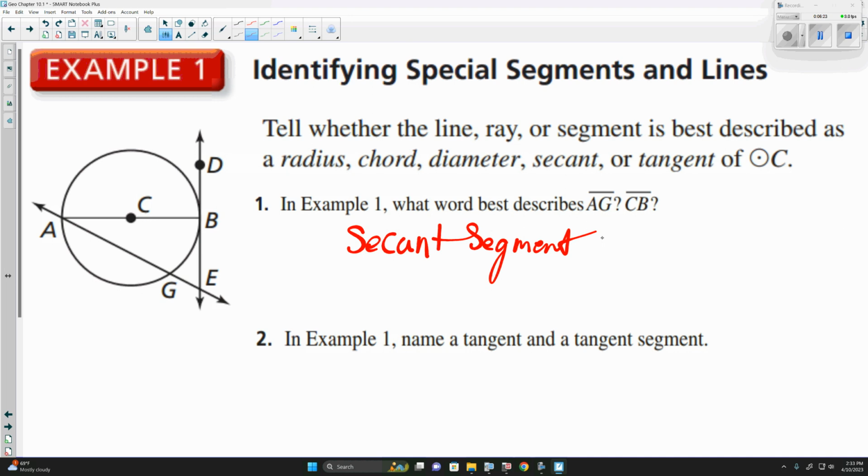CB. Yeah, so AG is secant. CB. C is the center and it connects to a point on the circle, yes? So it is a radius.